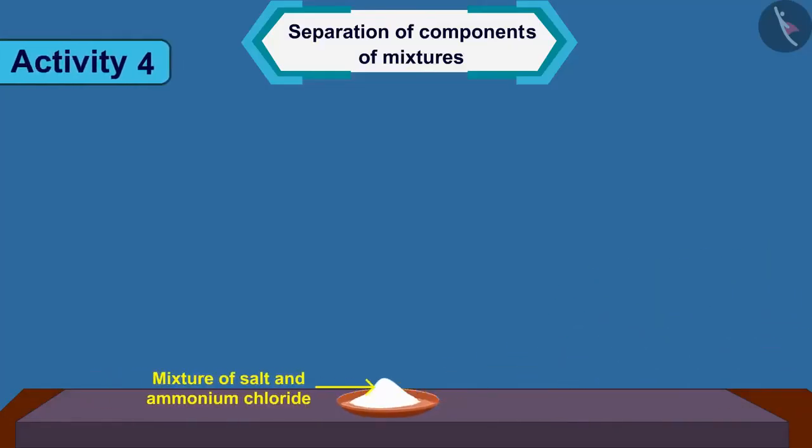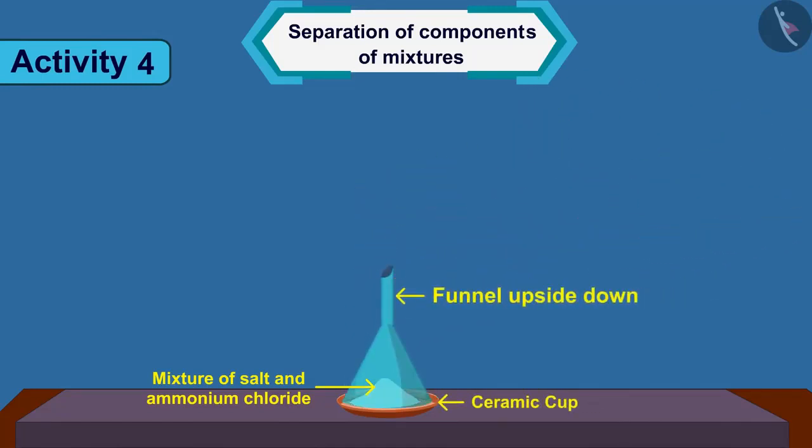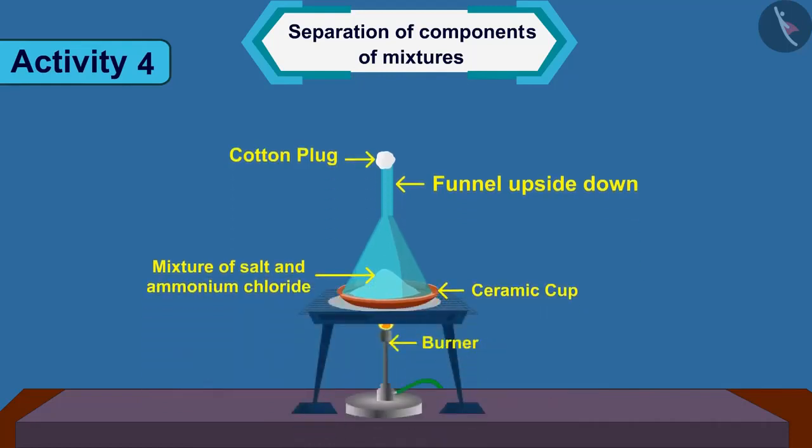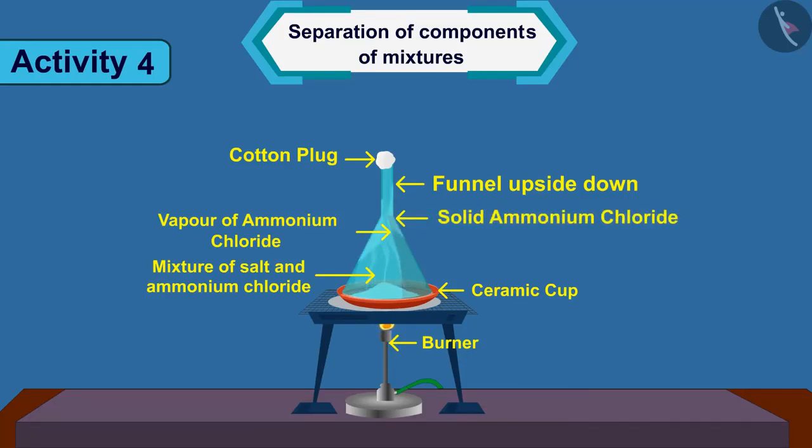Take a mixture of salt and ammonium chloride in a ceramic cup. Now cover this cup with a funnel upside down and close the open end of the funnel with cotton. Now heat the ceramic cup slowly using a burner. What do you see? As the cup is heated, the vapor of ammonium chloride rises upwards from the cup, and after some time, this vapor starts to settle on the cool surface of the funnel. Keep the ceramic cup warm until the vapor stops coming out of it.